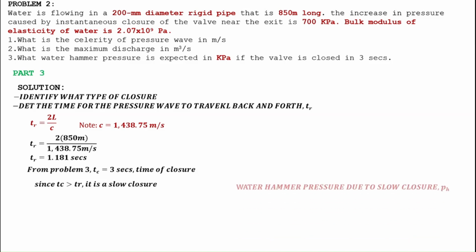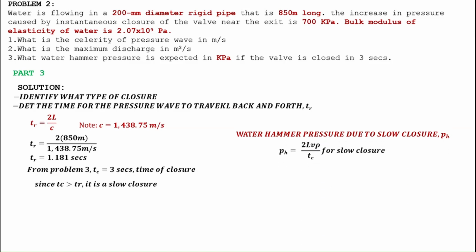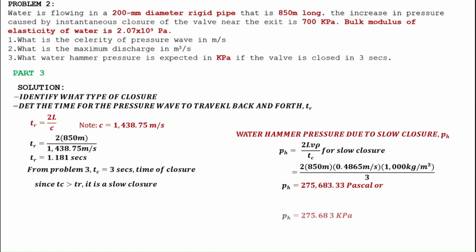For slow closure, the water hammer pressure is equal to twice the length times velocity times mass density over the time of closure. Substituting values, water hammer pressure is equal to 2 times 850 meters times 0.4865 meter per second times 1000 kilograms per cubic meter over 3 seconds. Our water hammer pressure therefore is equal to 683.33 pascals or 275.683 kilopascals.